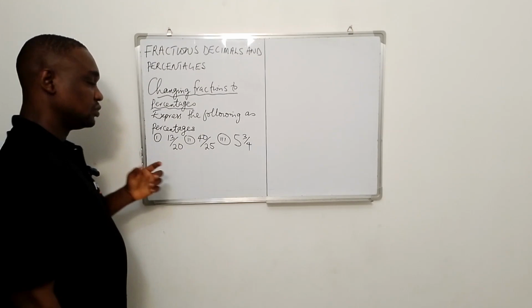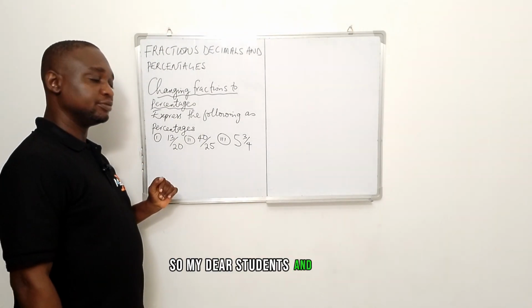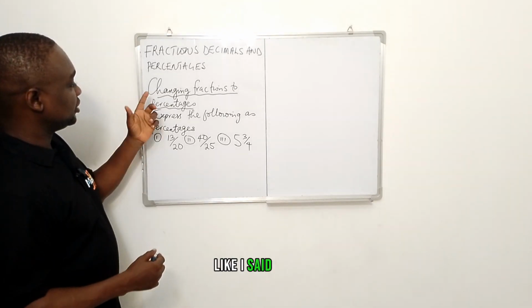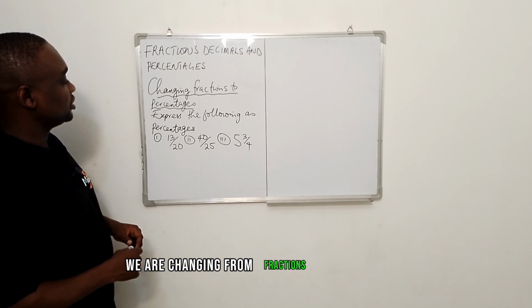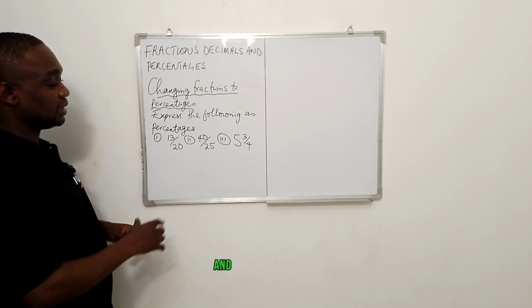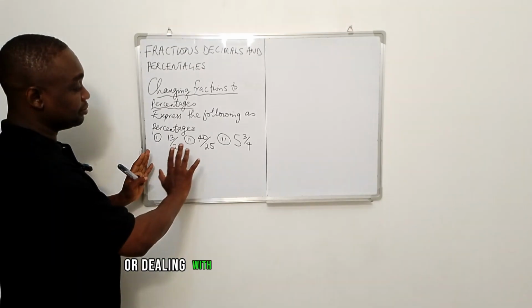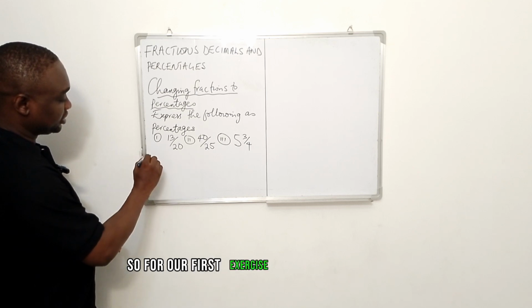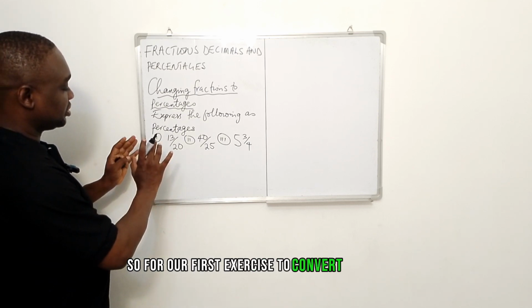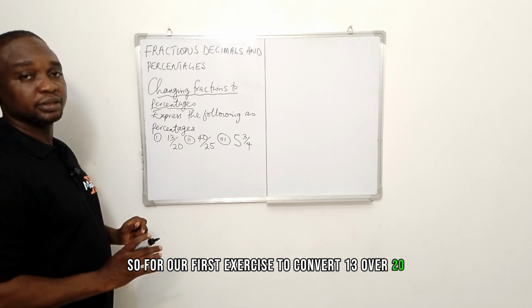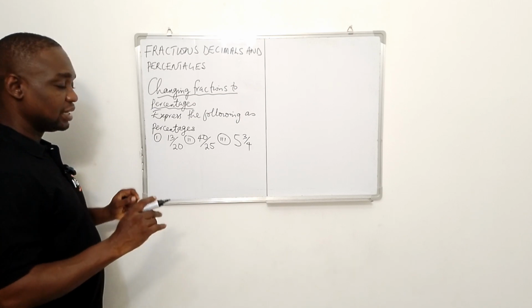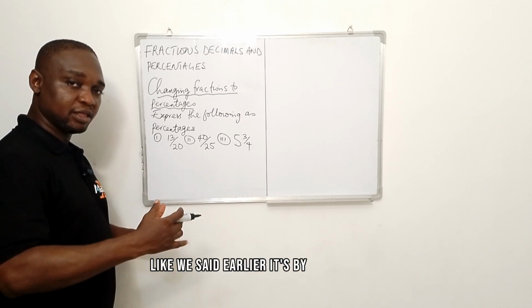Happy viewing. So, my dear students and viewers, for our first exercises today, like I said earlier, we are changing from fractions to percentages. And like I told you, we'll be dealing with mainly three types of fractions. So for our first exercise, to convert 13 over 20, which is a proper fraction, to a percentage, like we said earlier, it's by the 100.